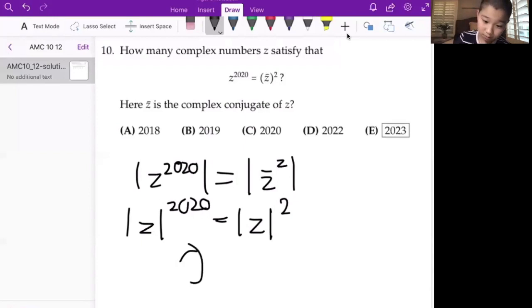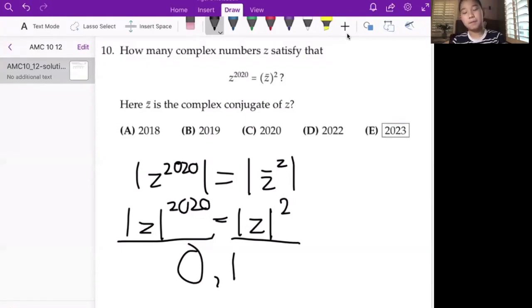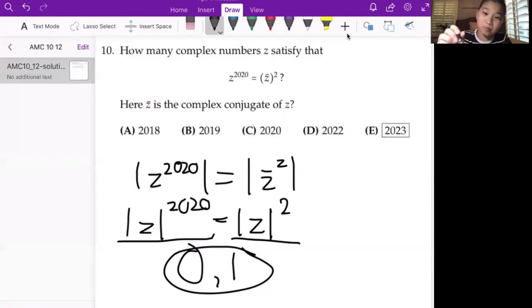Could be 0. It could be 1. But if it's between 0 and 1, magnitude z to the 2020 is way less than magnitude z squared. But then if it's bigger than 1, then magnitude of z to the 2020 is going to be way more than magnitude of z squared. So it's only 0 and 1. For magnitude z equals 0, then z equals 0.